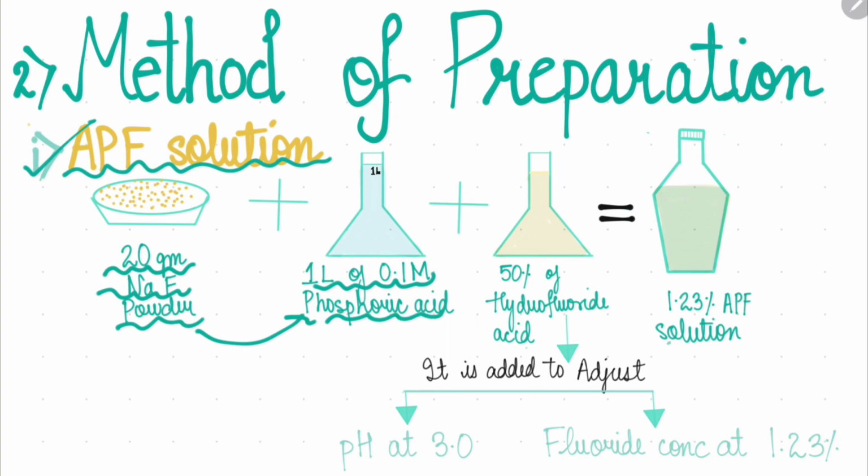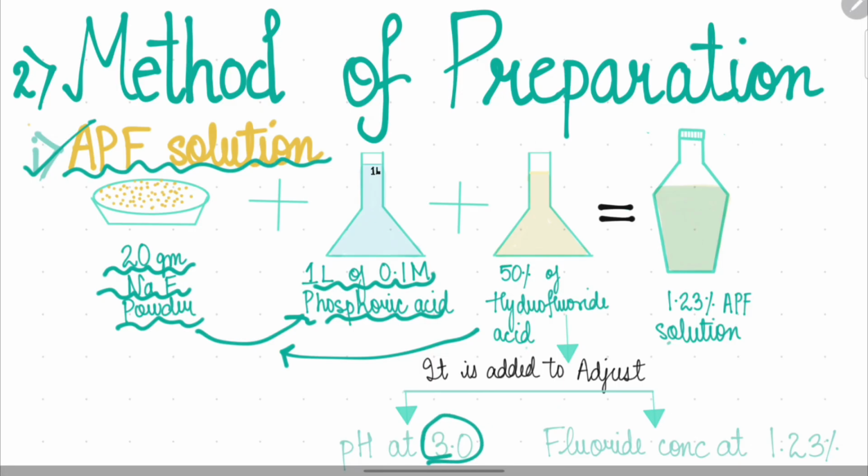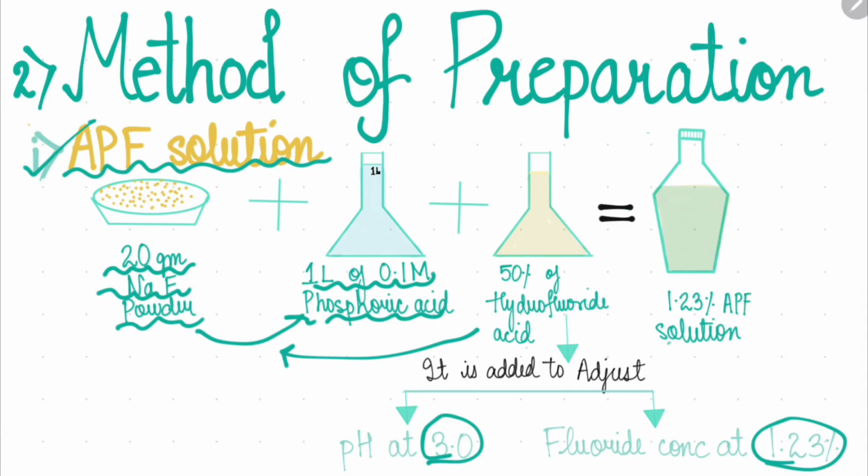We mix both these together, and to the mixture we then add 50% hydrofluoric acid. Why do we add this hydrofluoric acid? We add it to adjust the pH of the solution at 3 and the fluoride concentration of the APF solution at 1.23%. And then we get our 1.23% APF solution.